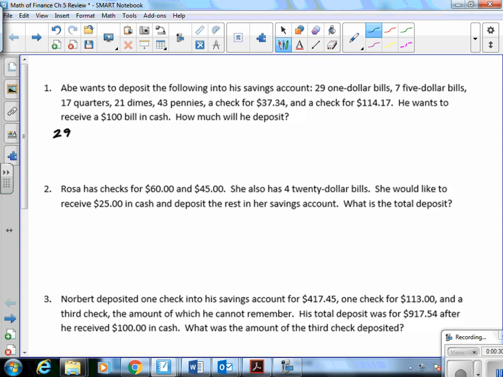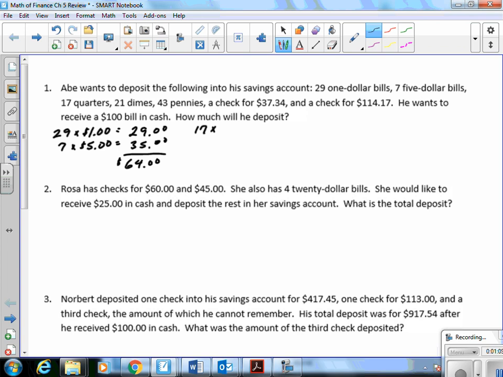So you start breaking it down. So you got 29 $1 bills, 7 times $5 for the bills that he's got. So 29 times 1, simple enough, $29. 7 times 5, 35. So add those together and we get $64 in bills.